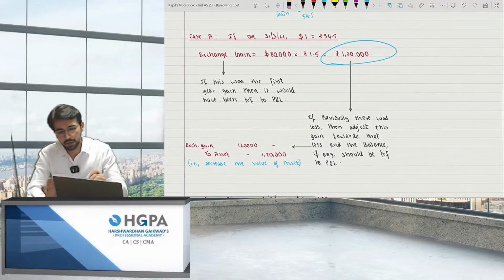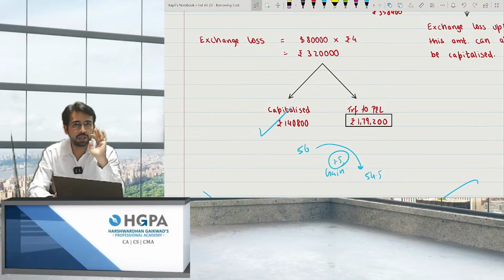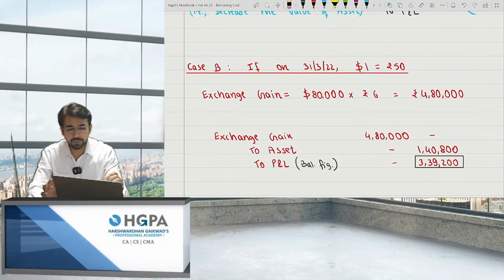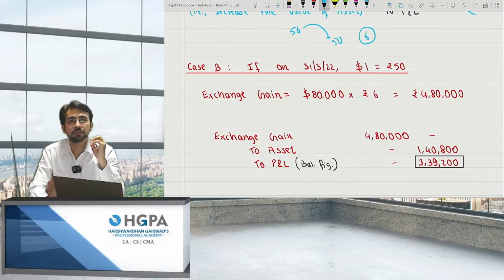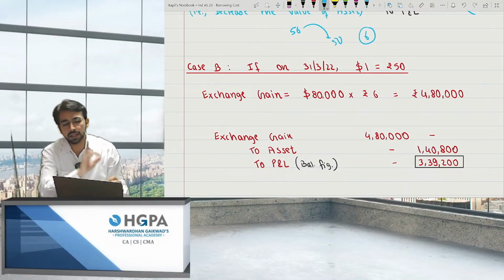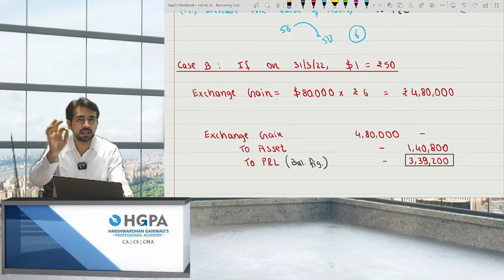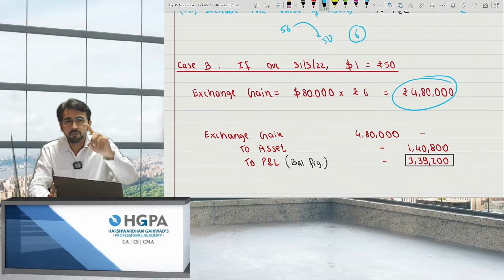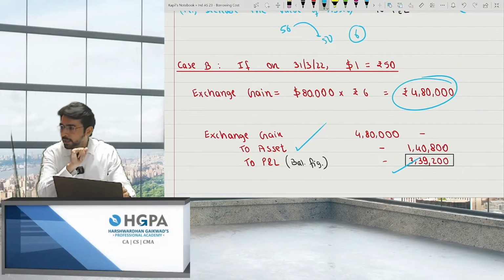Okay, this was case A. Now forget this case. Continuing the same example, I capitalized 140,800, right? If the rate in the next year comes to 50 rupees, that means the rate dropped from 56 to 50. That means a benefit of 6 rupees, a gain of 6 rupees. 80,000 into 6, 4,80,000 was my gain. Obviously, I should transfer it to P&L. But was there a previous year loss? The answer is yes. What did you do with that loss? You capitalized it. Now it's the time for reversal. So out of this 480,000, 1,40,800 will be utilized to reduce the cost of the asset because you transferred it to the asset in the previous year, and the balance amount will be transferred to P&L. This is the point.